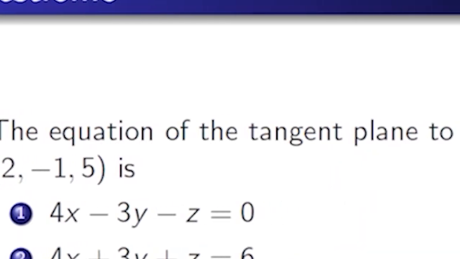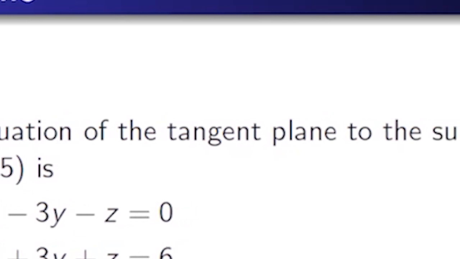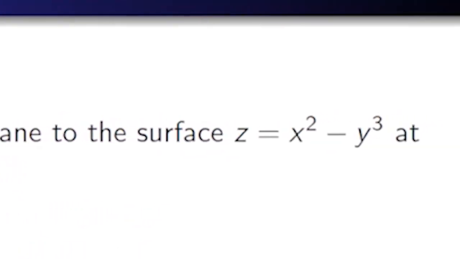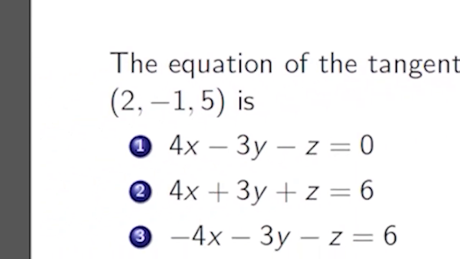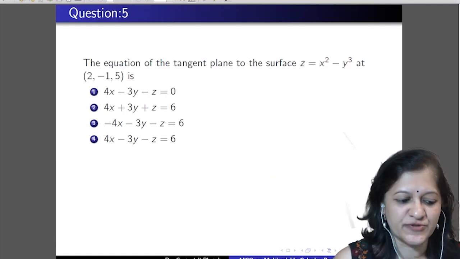Next question. The equation of the tangent plane to the surface z equal to x square minus y cube at the point (2, -1, 5) is, there are 4 options. You try this problem.